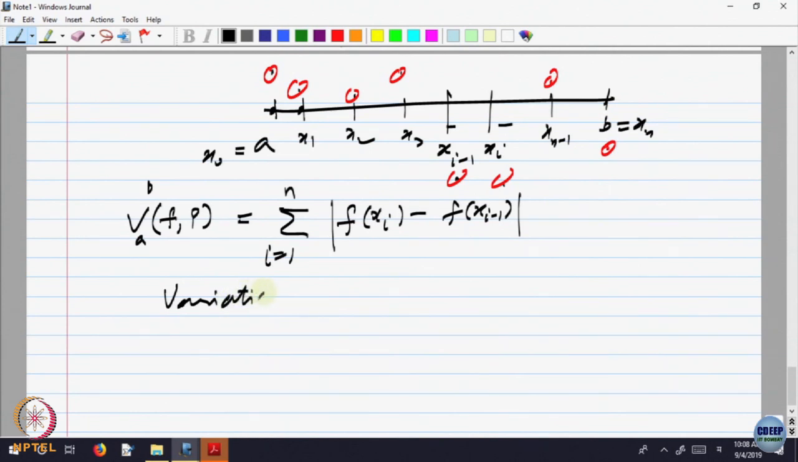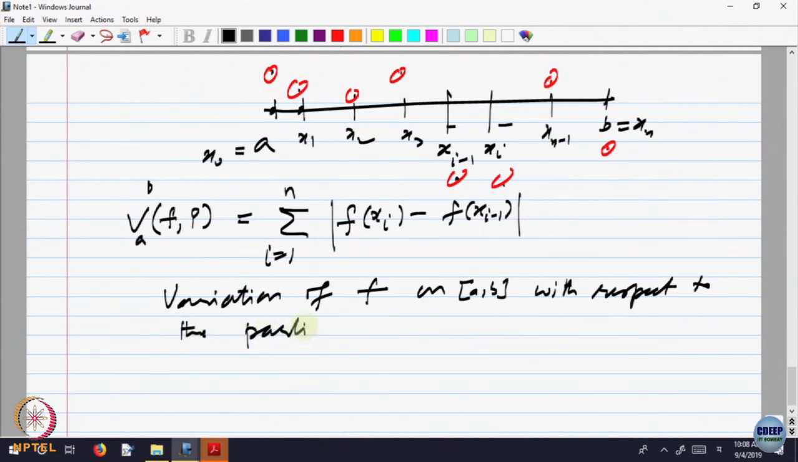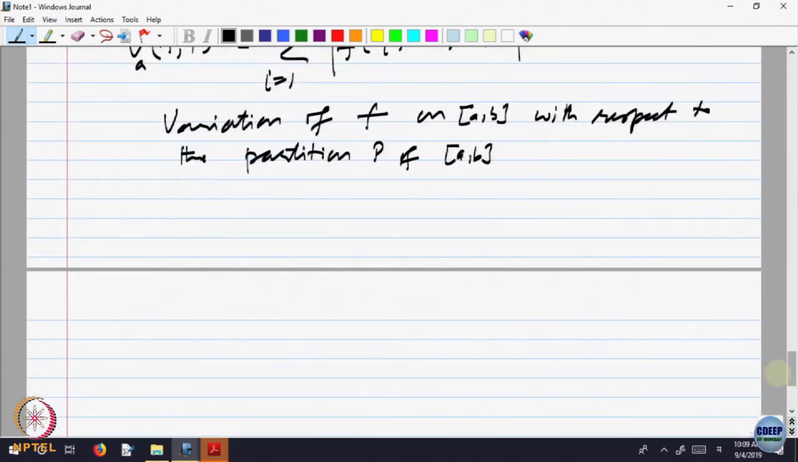This is called the variation of f on a b, that is the domain, with respect to the partition P of a b. So, it depends on the partition, right? For a different partition, it will be different, but let us observe this is always a non-negative quantity, because it is a sum of absolute values. So, note V a b f P is bigger than or equal to 0, it is a non-negative quantity.